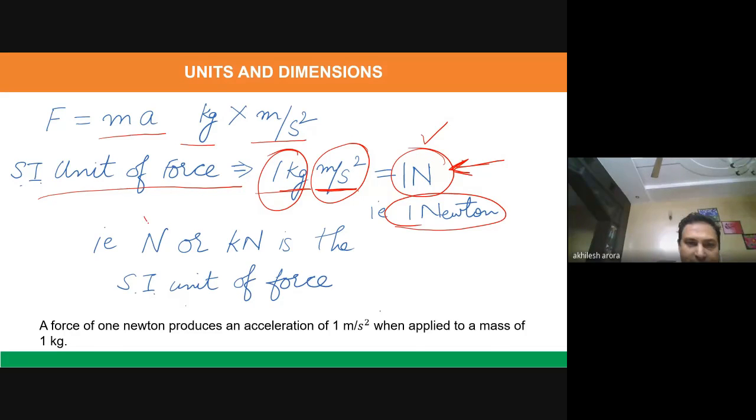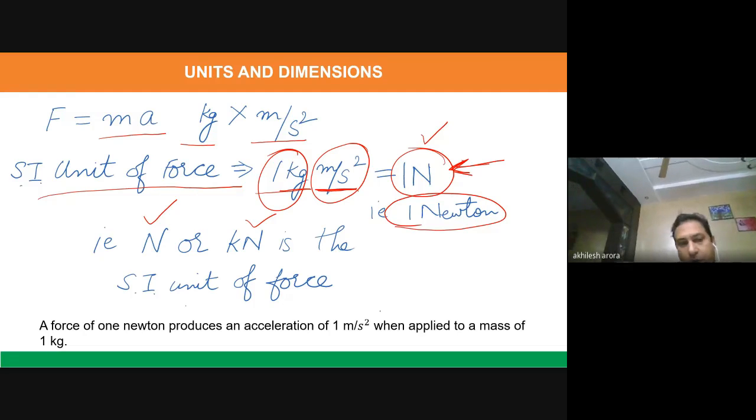So I can say the unit of force is either Newton or kilonewton. And you know about the 1 Newton also. A force of 1 Newton produces an acceleration of 1 meter per second square when applied to a mass of 1 kg. This is already known to you. So the important thing here is F is equal to ma, and the unit of force is Newton.